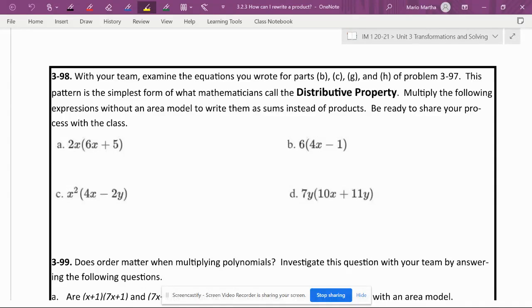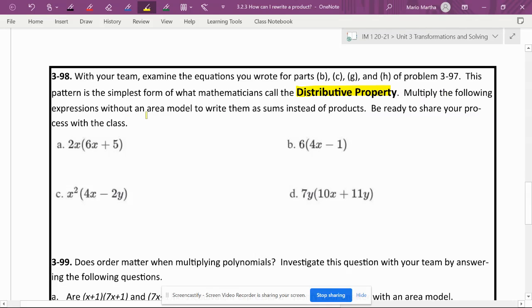Welcome back, everybody. Today's topic is 3.23. This will be part 2 of it. So with your team, or in this case by yourselves, examine the equation you wrote for parts B, C, G, and H from problem 3-97. This pattern is the simplest form of what mathematicians call the distributive property.